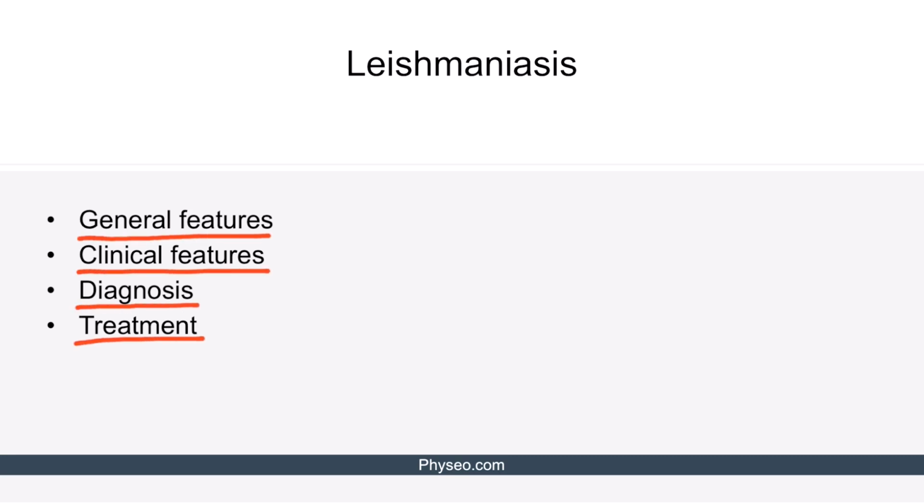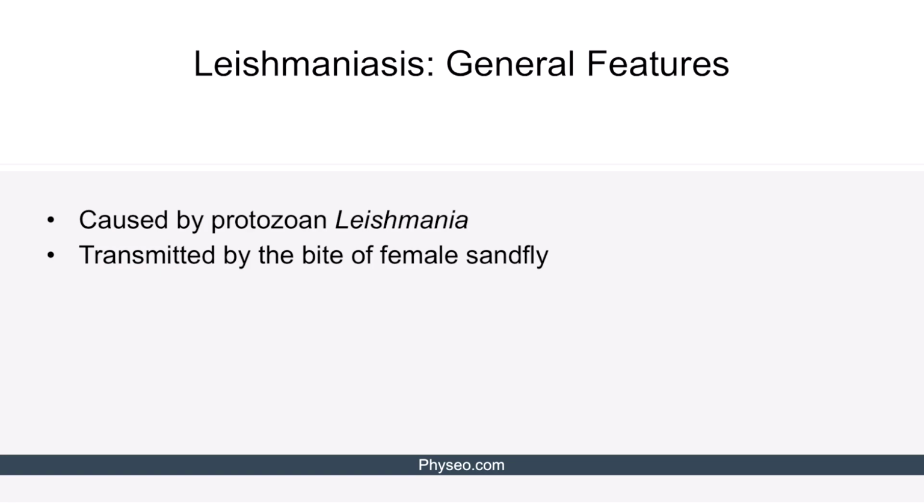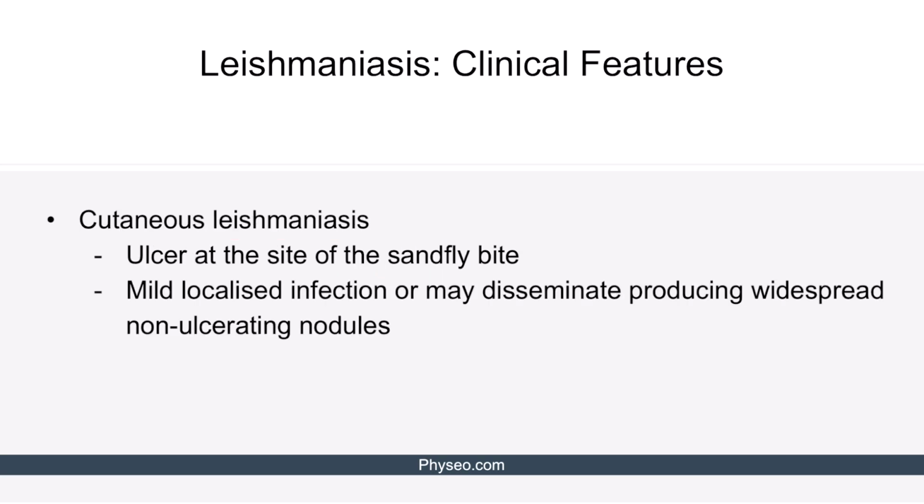treatment of Leishmaniasis. Now, Leishmaniasis is caused by the protozoan Leishmania, and it's transmitted by the bite of a female sandfly. And there are three clinical forms of Leishmaniasis. There's cutaneous, mucocutaneous, and visceral Leishmaniasis. So let's start with the cutaneous form.